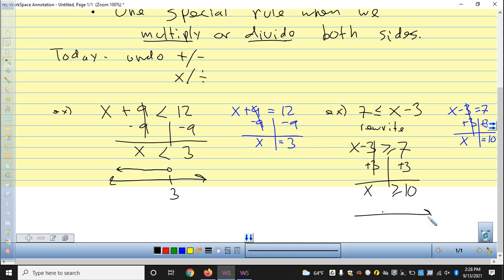And if I want to graph this, there's 10. Open dot or closed dot for greater than or equal? Closed dot if it's equal. And we want all numbers that are bigger than 10. We got the equal with the dot. So we go to the right. Since the variable is on the left here, the arrow here and the arrow here go the same direction.